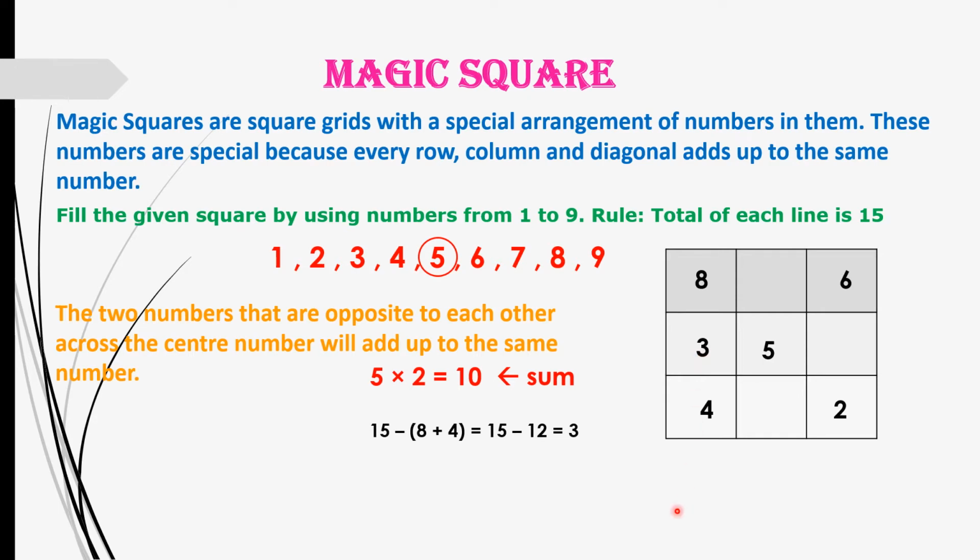Okay, then to find the number in the third column, I am just going to add 6 and 2 and I'll get the number. Or I can add 8 and 6 and the answer is 14. I can subtract 14 from 15, I'll get 1. And similarly I can find the other numbers also. If I know two numbers in a row, in a column, in a diagonal, I can find the third number by subtracting the sum from 15. Why 15? Because the total of each line should be 15. Okay.